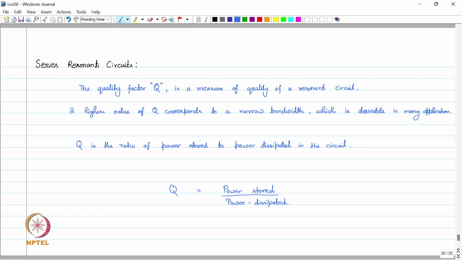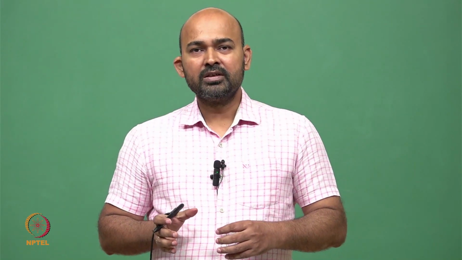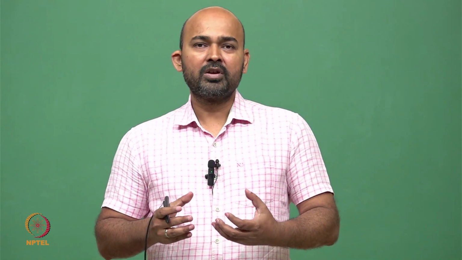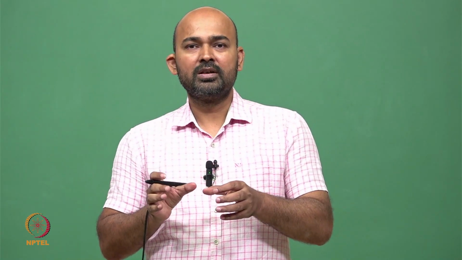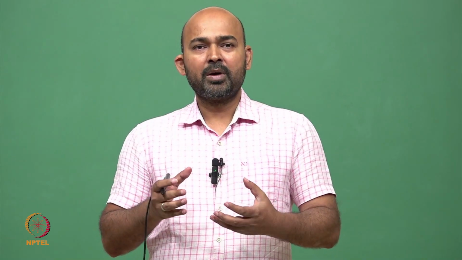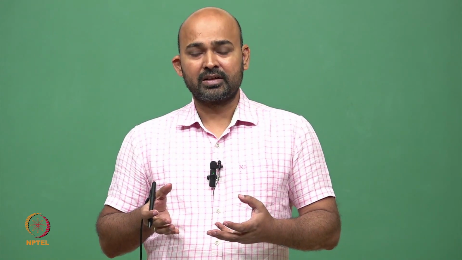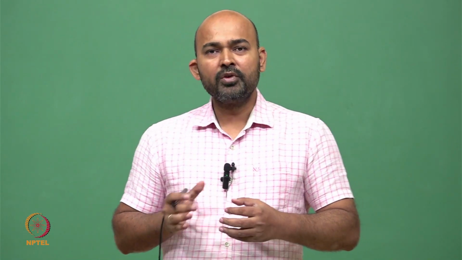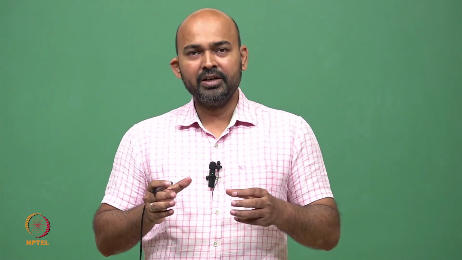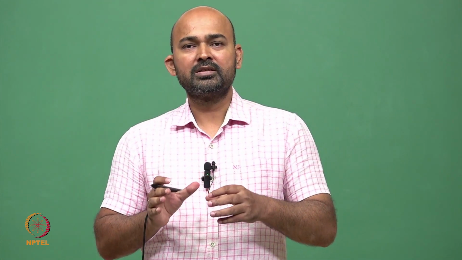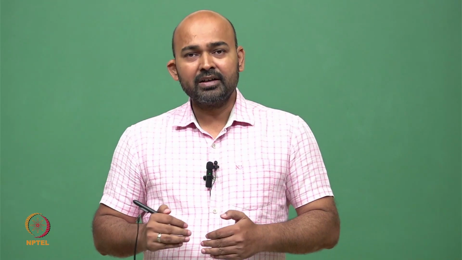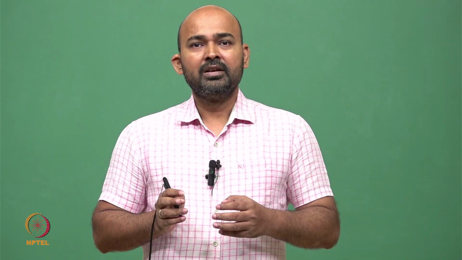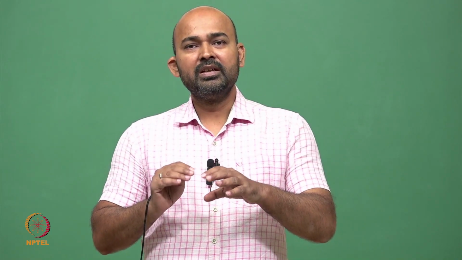So the quality factor or Q of a resonant circuit is the ratio of power stored, how much power is stored electrically in that resonant circuit, divided by the power dissipated by this electrical circuit. So to improve Q, either we need to increase the power stored in the circuit, which is generally fixed, and the second term is the power dissipated, which means how much power is being dissipated at the resonance.